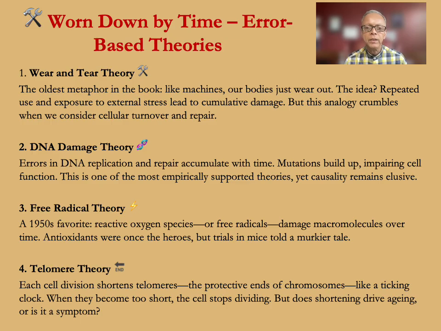Thirdly, the free radical theory, a 1950s favorite. Reactive oxygen species, or free radicals, damage macromolecules over time. Antioxidants were once the heroes, while trials in mice told a murkier tale. The fourth theory is the telomere theory. Each cell division shortens telomeres, the protective ends of chromosomes, like a ticking clock. When they become too short, the cell stops dividing. But does shortening drive aging, or is it a manifestation or a symptom?